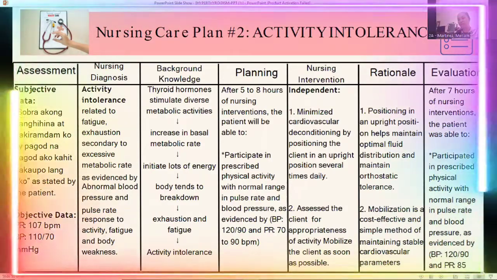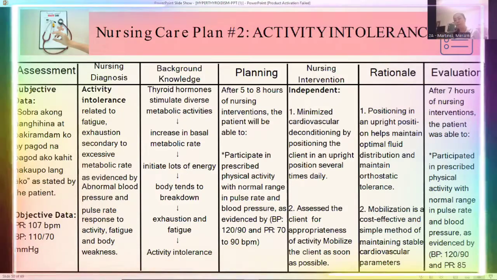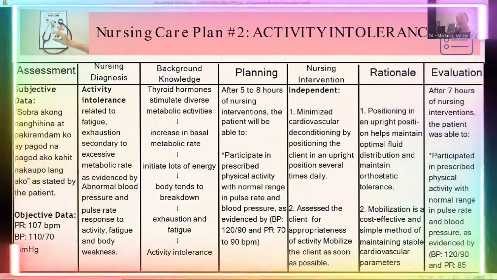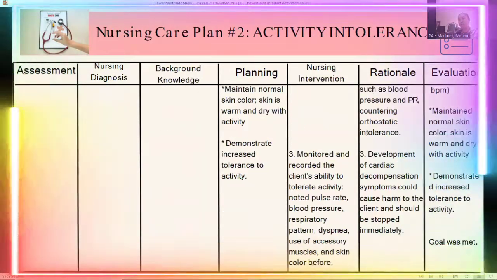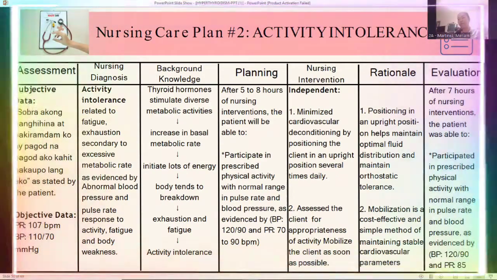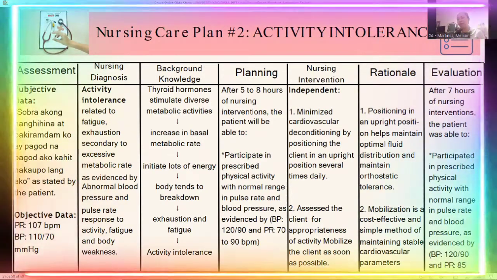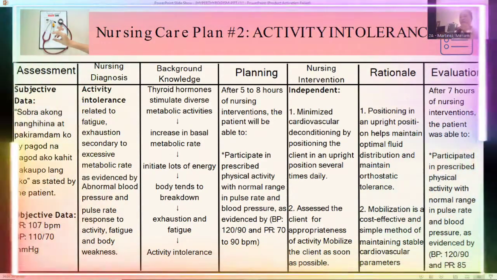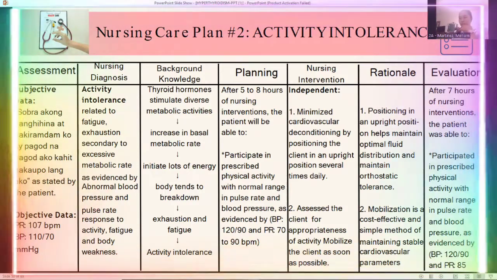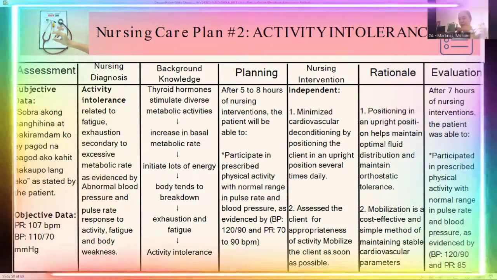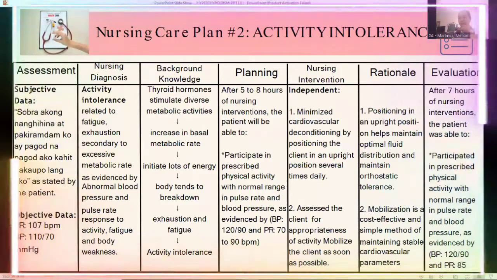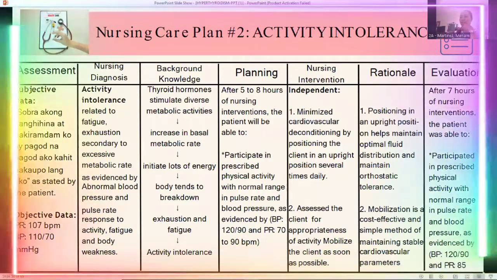For the objective data, pulse rate is 107 beats per minute, blood pressure is 110 over 70 millimeters of mercury. For our nursing diagnosis, activity intolerance related to fatigue exhaustion secondary to excessive metabolic rate as evidenced by abnormal blood pressure and pulse rate response to activity, fatigue, and body weakness.